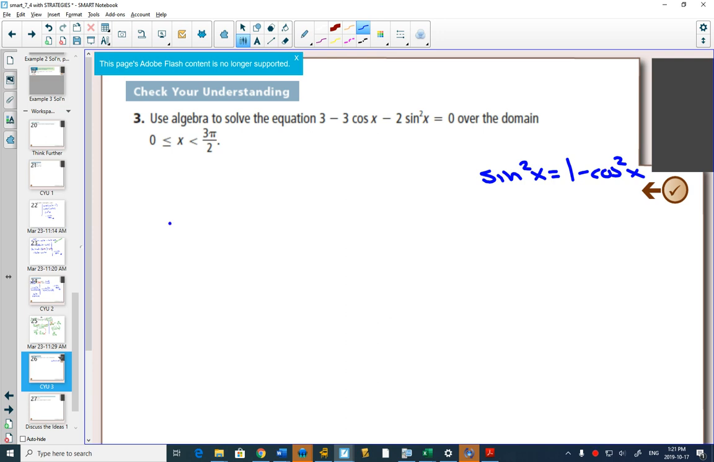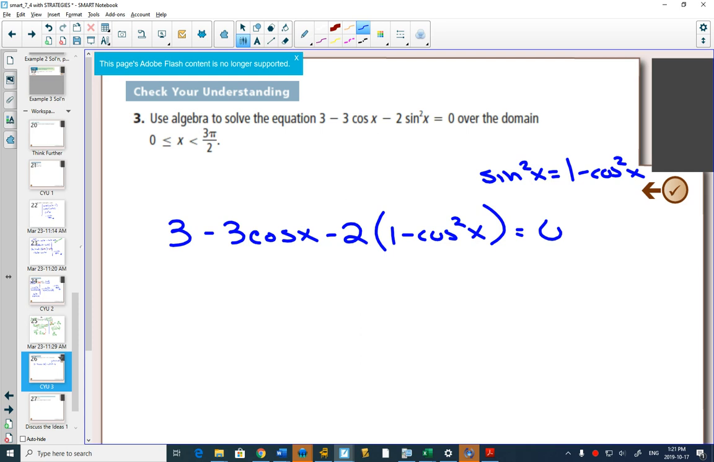I can change that in my equation. And instead of writing sine squared, I can write 1 minus cos squared instead. Now my function has only cos. Probably can solve it.